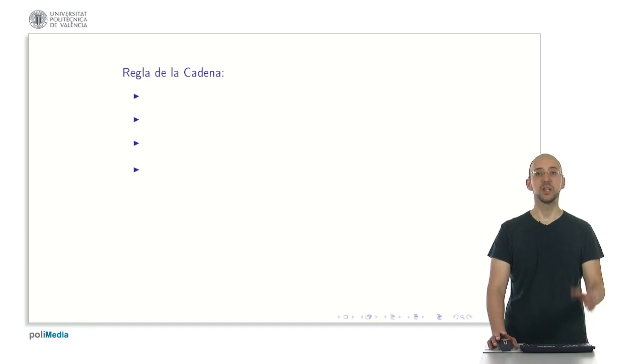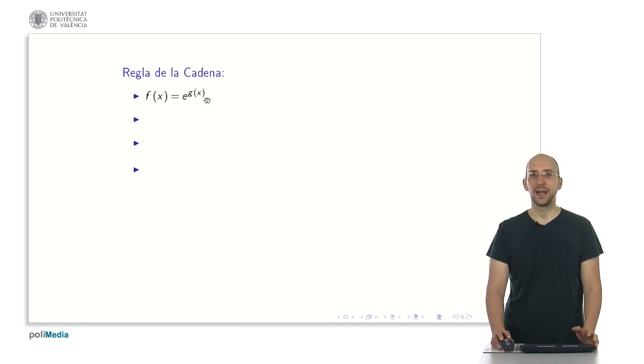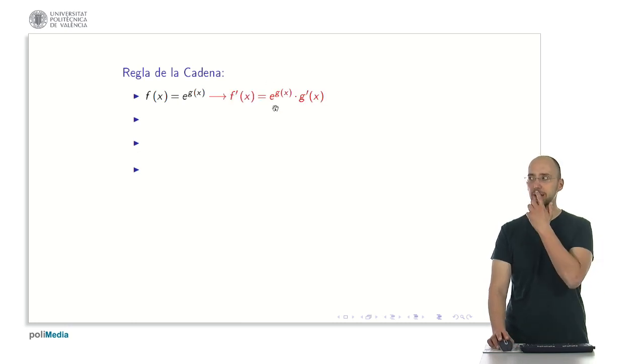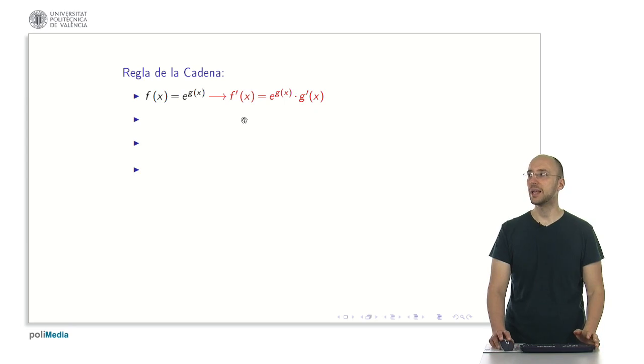Let's begin by examining some derivatives using the chain rule. What to do if asked to calculate the derivative of e to the power of g of x? You should be aware that there's a rule for this, which is as follows. The derivative of e to the power of g of x is equal to the same function multiplied by the derivative of the exponent. It is very important to know all this.